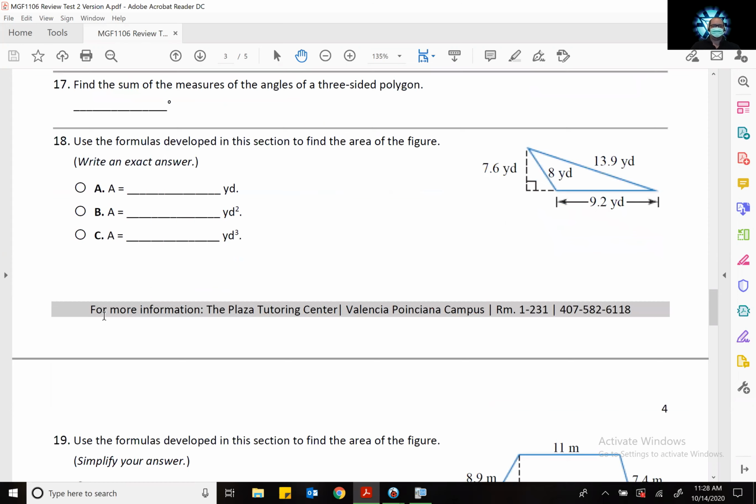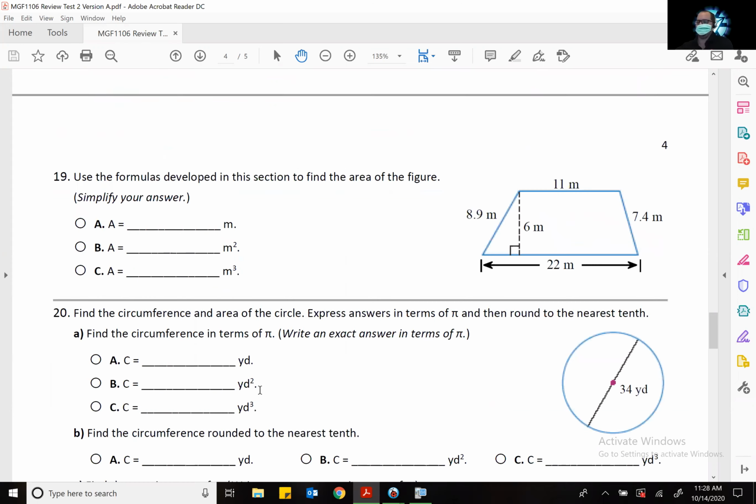Next one. Here is a figure they give us. They want us to find the area again. So again, this is still 10.4. What is this figure they give us? That's a trapezoid. It is a trapezoid. What is the area formula for a trapezoid? I don't think I remember that one.